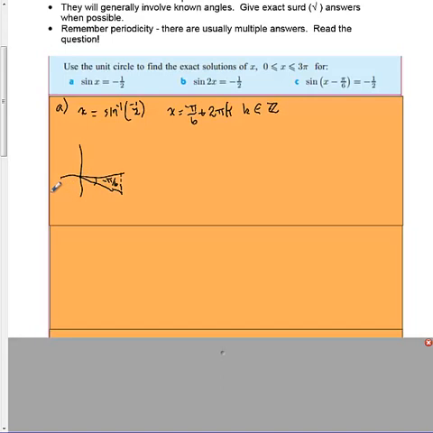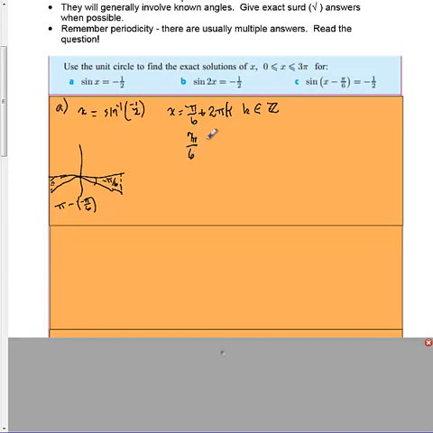Now, we also know that there's another angle, and it's over here, that also has a sine of negative a half, and that comes from pi minus negative pi over 6. Every angle that has a sine of alpha corresponds to another angle, which is pi minus alpha, that also has that sine. So in this case, the angle here is going to be 7 pi over 6, and so we have that one too as a possibility, 7 pi over 6.